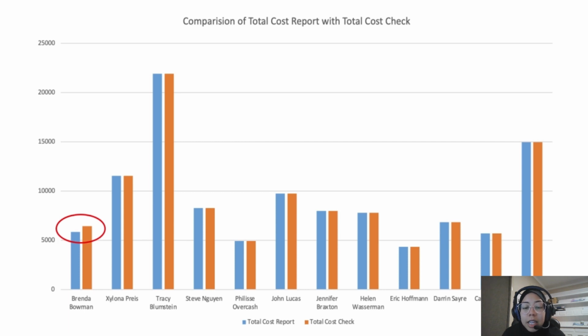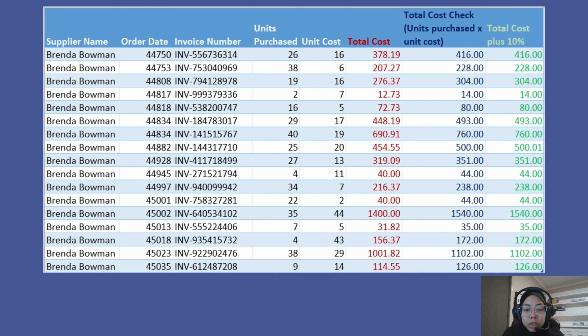In this graph, we can see that there is a variance for the total cost of orders made from one supplier, that is Brenda Baumann, as highlighted by the red circle. To look deeper into this anomaly, we refer back to Maya Mart's records and found that all of the invoices from Brenda Baumann have incorrectly calculated the total cost. The red column represents the initial record done by Maya Mart, and the blue column represents our calculation of number of units purchased times the unit cost.